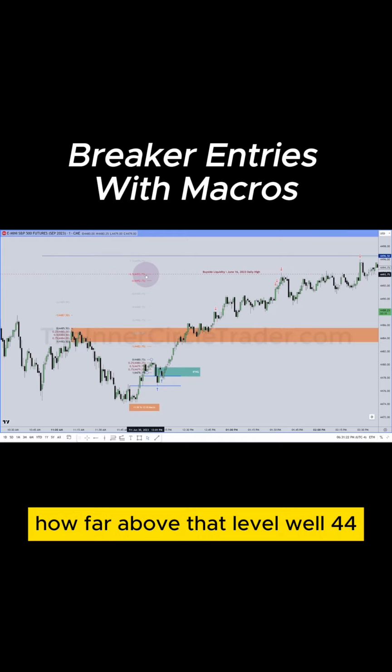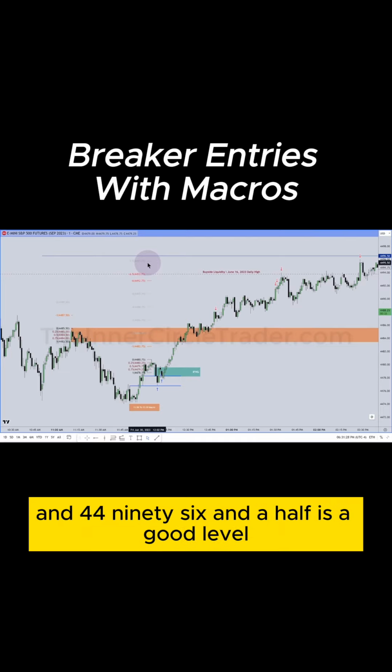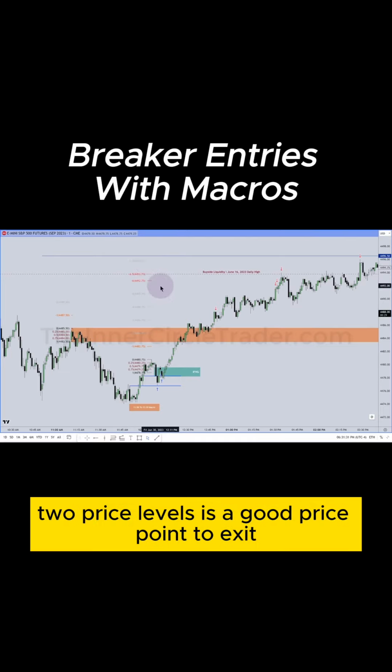How far above that level? Well, 4495.75 is a good level, and 4496.5 is a good level. So any one of those two price levels is a good price point to exit.